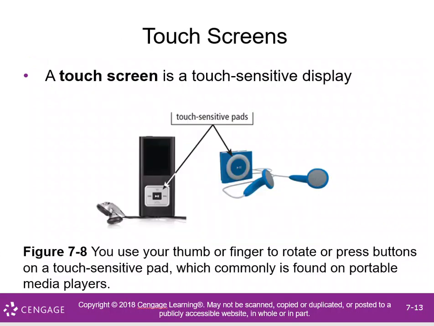Okay, next is touch screen. It's a touch sensitive display. Touch sensitive pad. You can use your thumb or finger to rotate or press button on the touch sensitive pad, which commonly is found on portable media players. Okay, yang lembut tu touch screen tu.